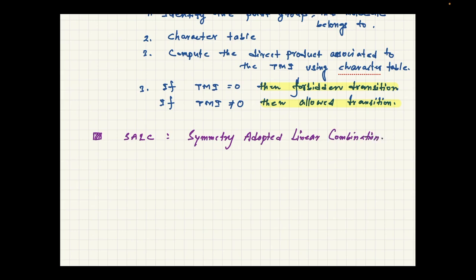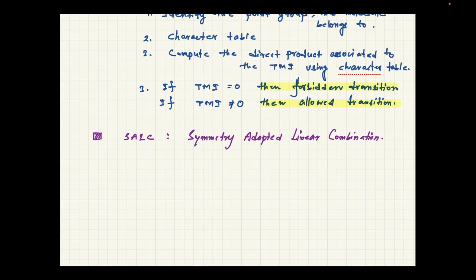Okay, so using this term you can understand what the definition of this term, symmetry adapted linear combination, actually is. Linear combination of what? Linear combination of different atomic orbitals, like when you draw the molecular orbital diagram.